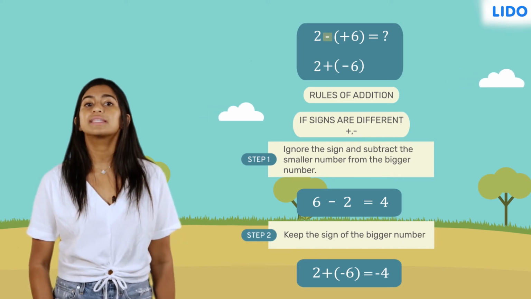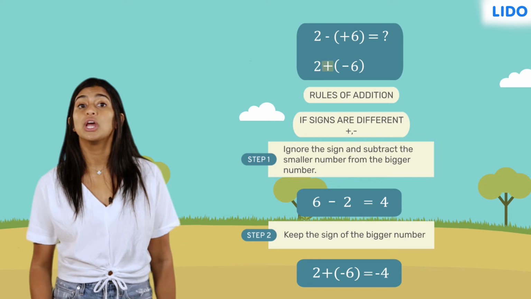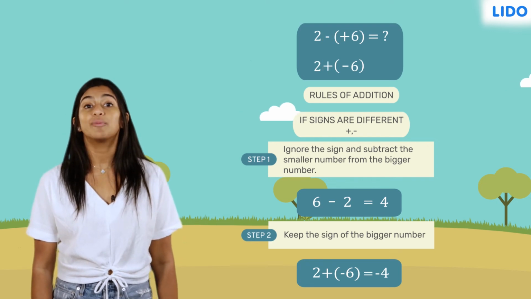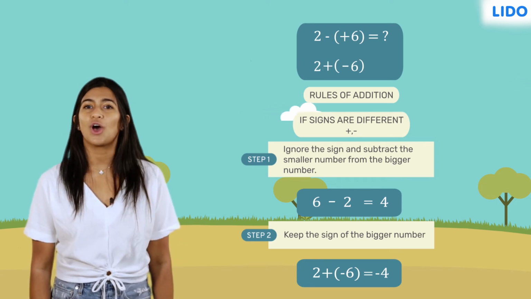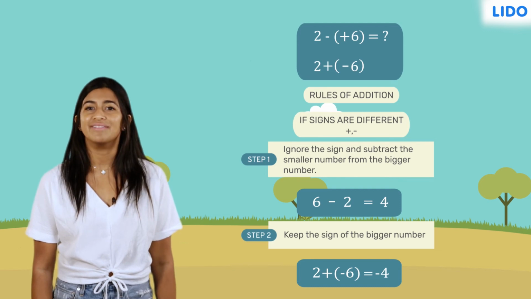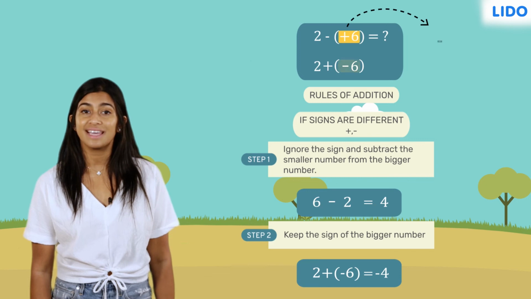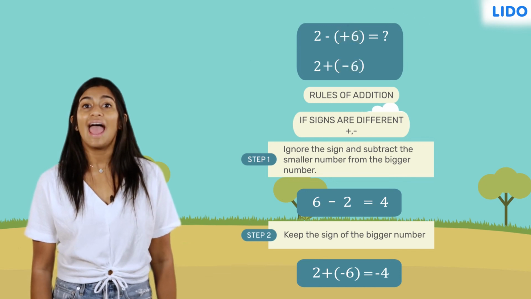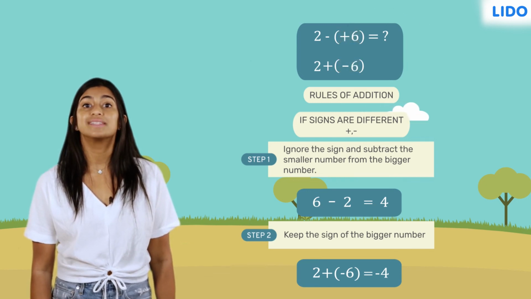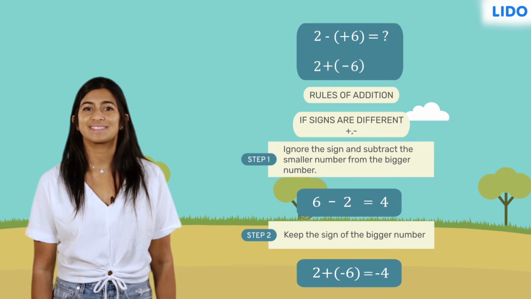What we did here is that we changed the subtraction operation to the addition operation and replaced the second integer with its opposite, or the additive inverse. The opposite, or the additive inverse, of positive 6 is negative 6. Hence, we wrote the expression as 2 plus negative 6.